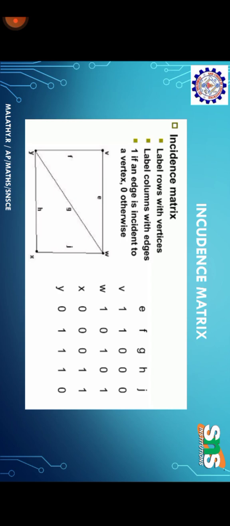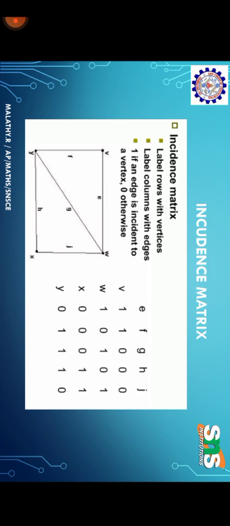Next one is incidence matrix, that is, label rows with vertices and label columns with edges. So we have to look at vertex versus edges, that is an incidence matrix. If you are looking at vertex versus vertex, that is an adjacency matrix. Vertex versus edges, that is an incidence matrix. So on the left side we are writing V, W, X, Y as the names of vertices. E, F, G, H, J are the names of edges.